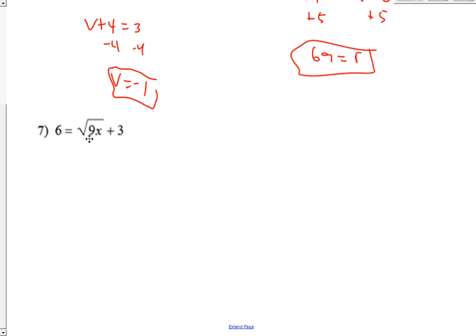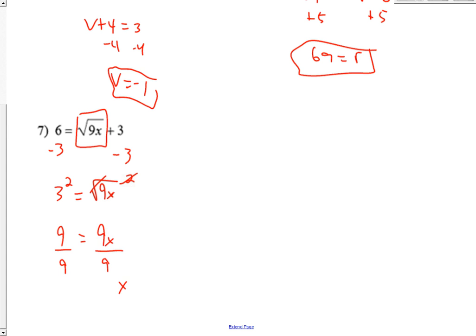And same thing with number 7. We have this radical here. We need to get rid of everything outside of that radical. So we will subtract the 3, and we get 3 equals the square root of 9x. And again, the only way to get rid of the radical is to use an exponent of 2 in this case. And we get 3 squared on the left-hand side, which is 9. On the right-hand side, the exponent will cancel out the radical, and we are left with 9x. And then we solve by dividing by 9, and we get x equals 1.